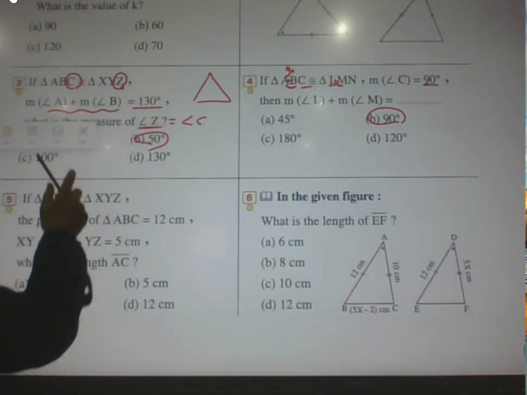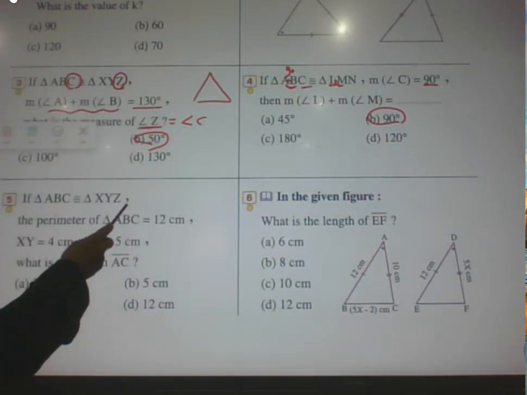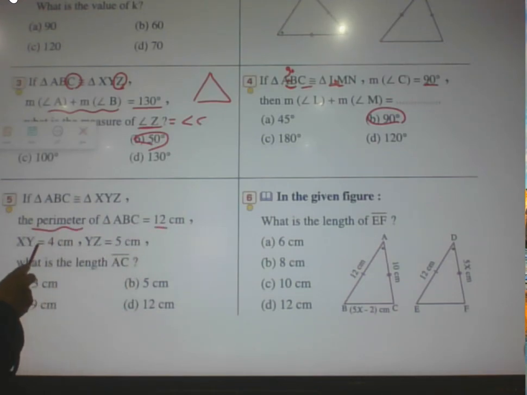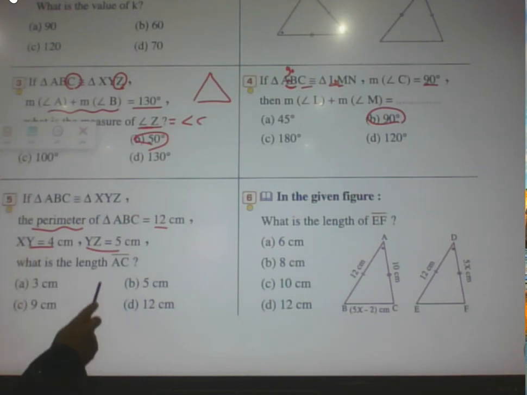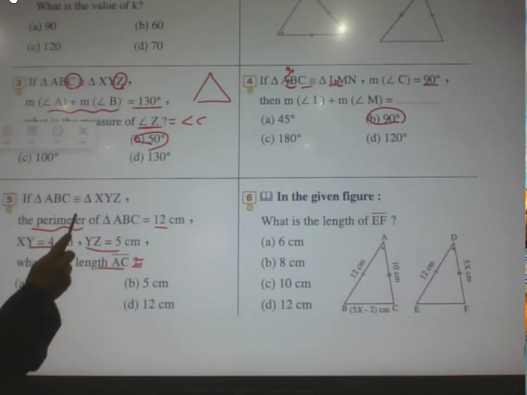Next question. Triangle ABC is congruent to triangle XYZ, the perimeter of triangle ABC equals 12, and XY is 4 centimeters, XZ equals 5 centimeters. What is the length BC? We know the length of BC is congruent to the length of what here?